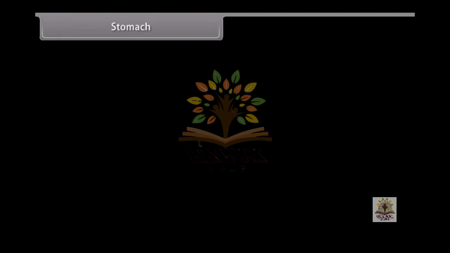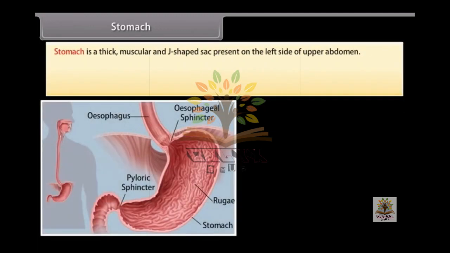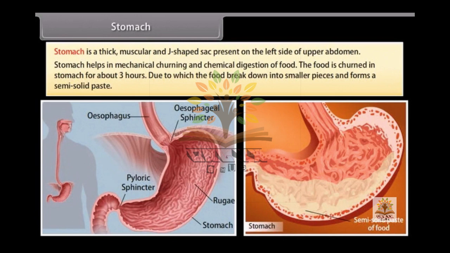Stomach. Stomach is a thick, muscular and J-shaped sac present on the left side of upper abdomen. Stomach helps in mechanical churning and chemical digestion of food. The food is churned in stomach for about 3 hours, due to which the food breaks down into smaller pieces and forms a semi-solid paste.